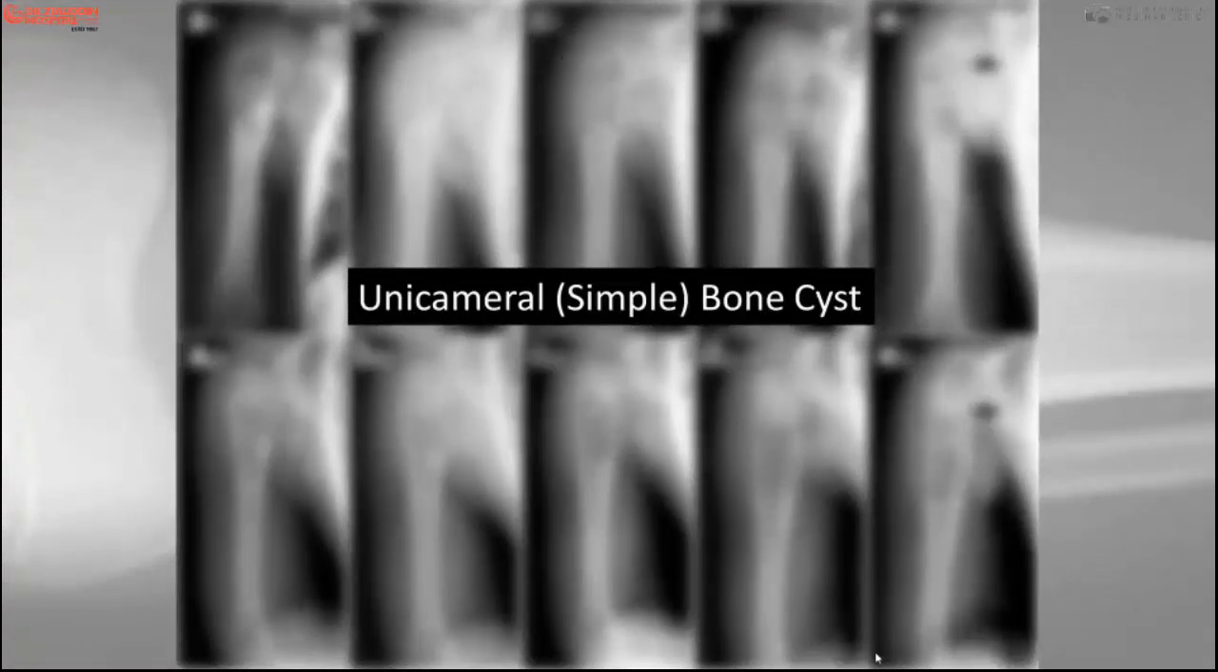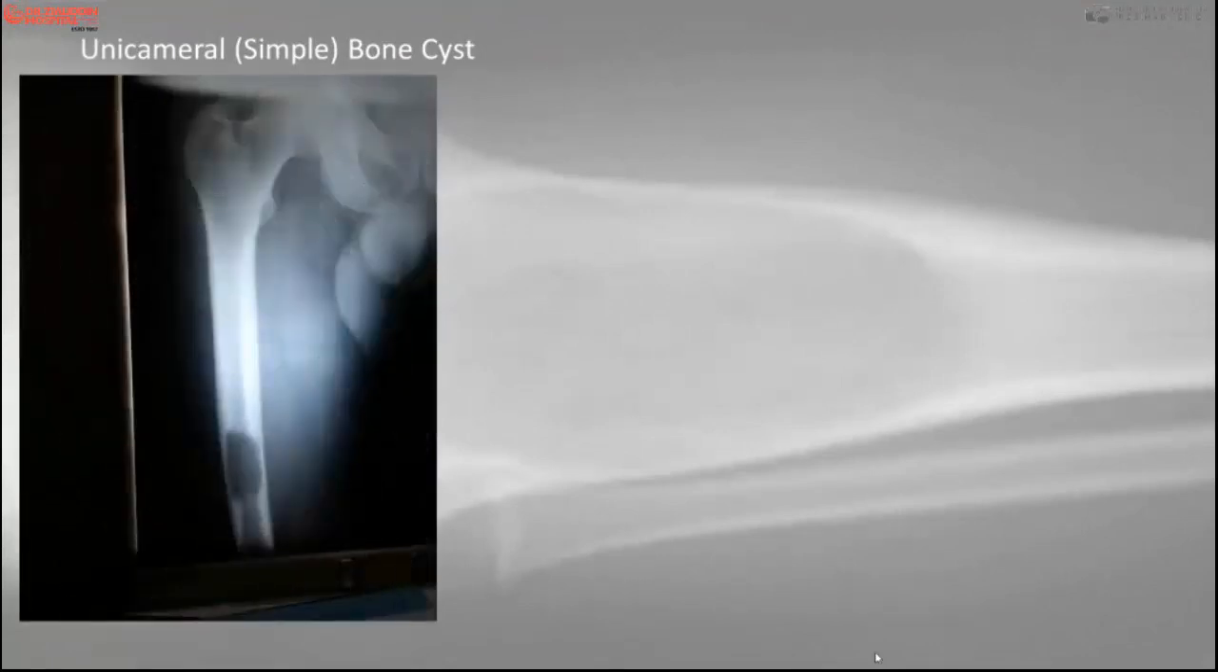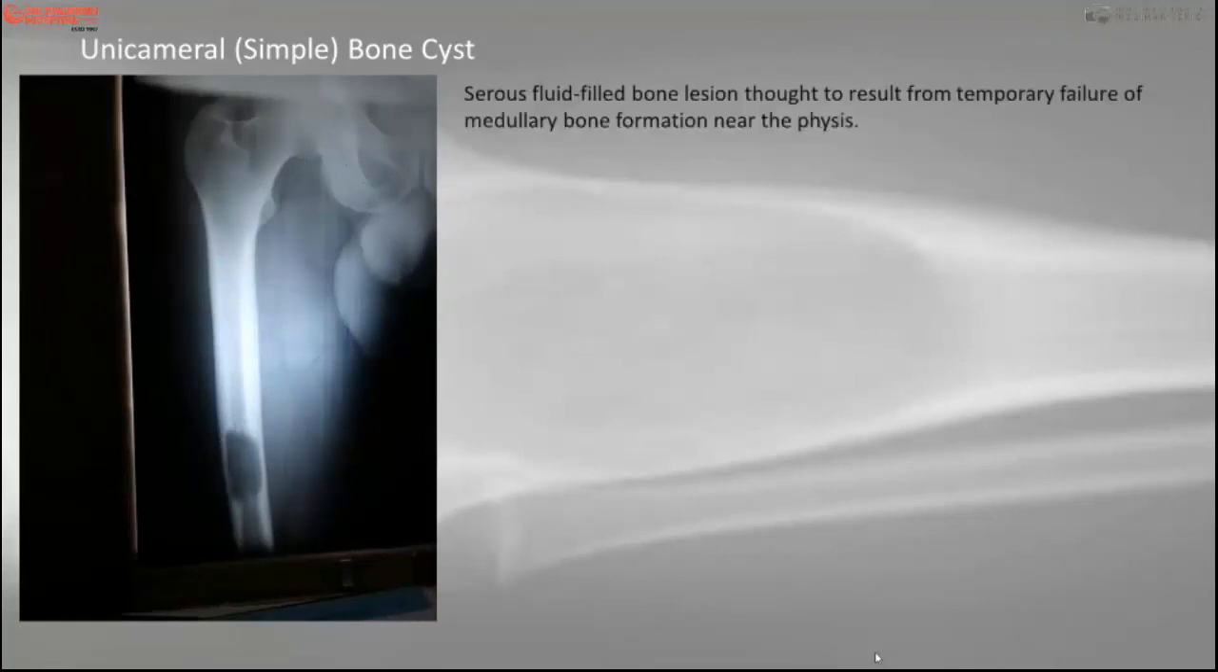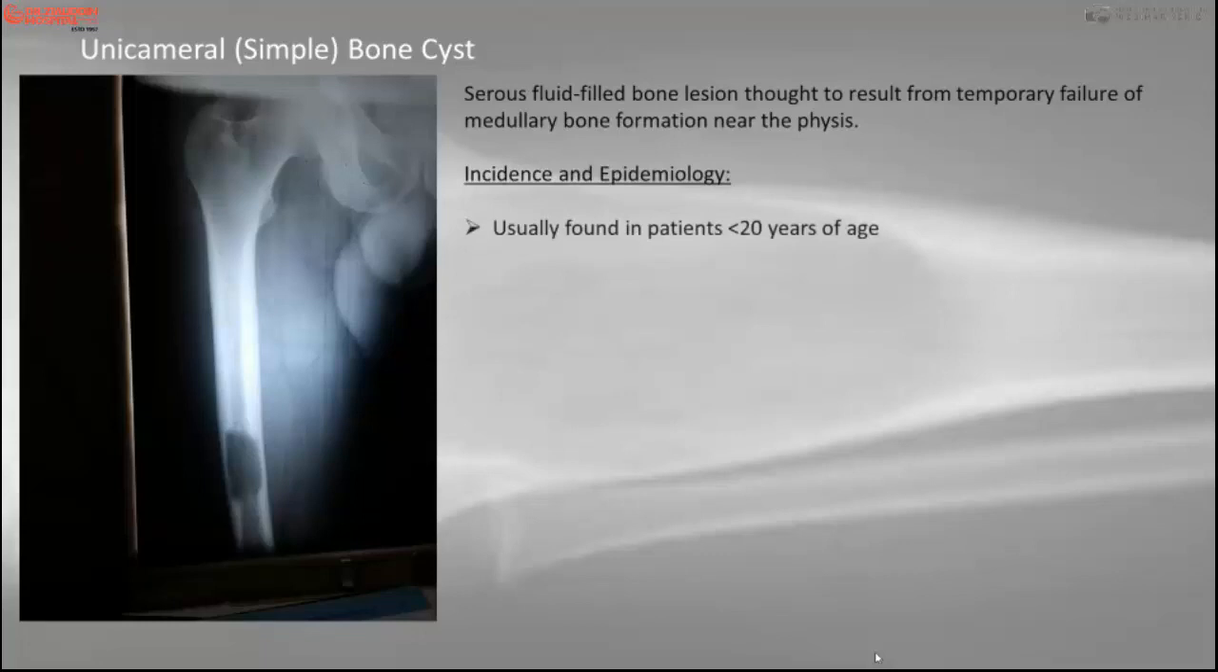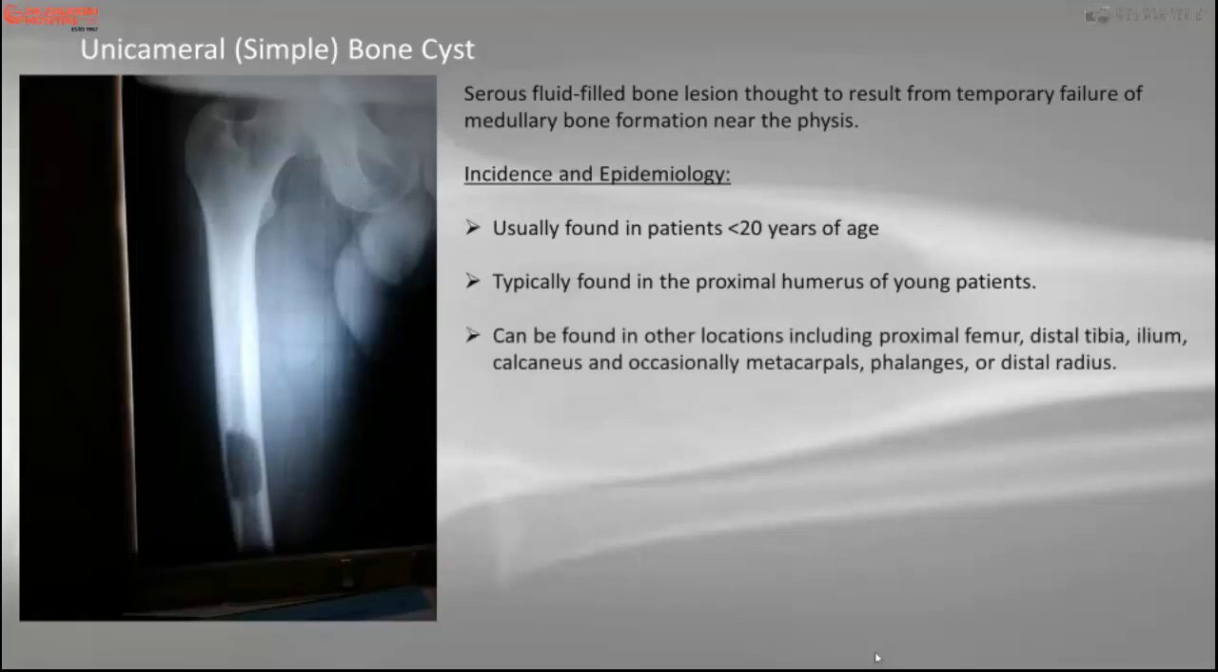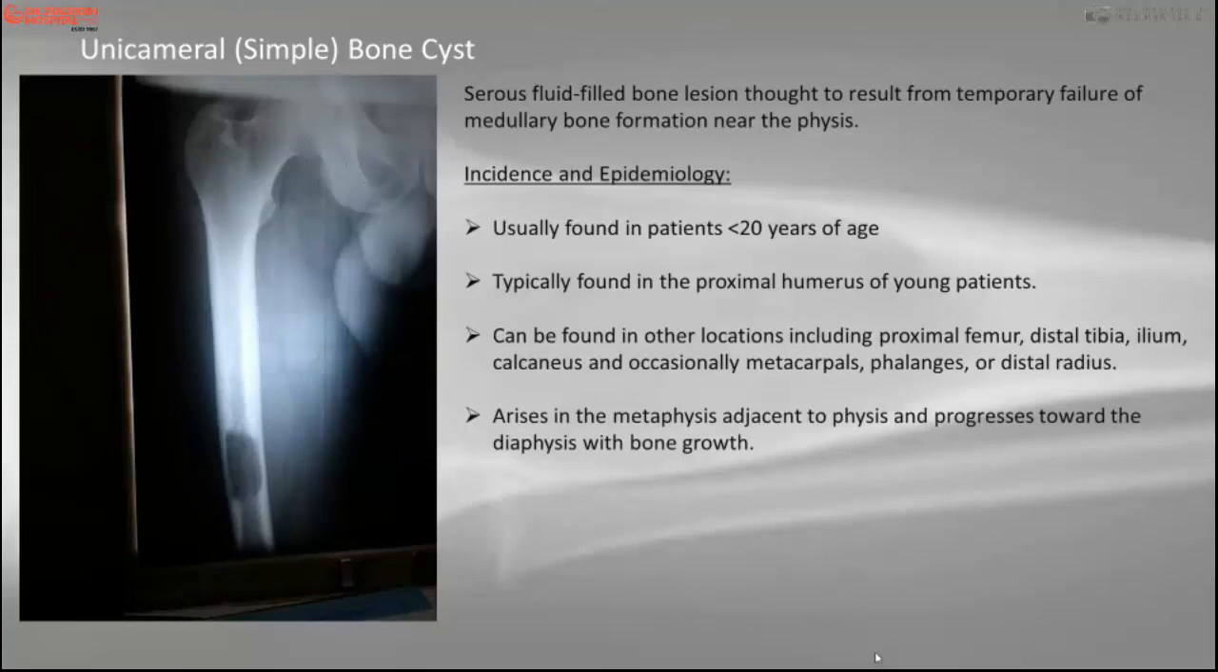Then we come to simpler things like simple bone cysts. These are usually metaphyseo-diaphyseal lesions, and with growth they can end up in the diaphysis. They are serous fluid-filled bone lesions thought to result from temporary failure of medullary bone formation. They are usually seen in patients in the second decade, typically found in the proximal humerus or femur. They can be found in other locations like, again, the femur, tibia, ilium, calcaneum, and arise always from the metaphysis and can grow up to the diaphysis.